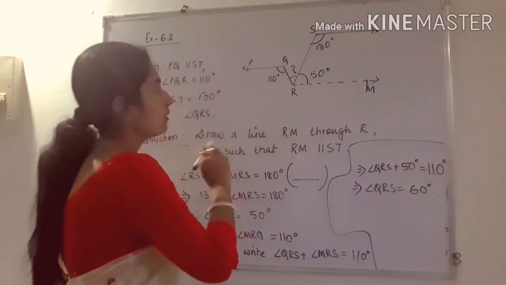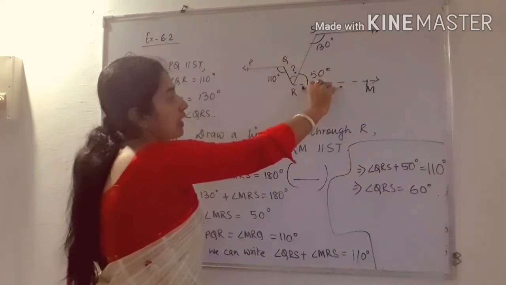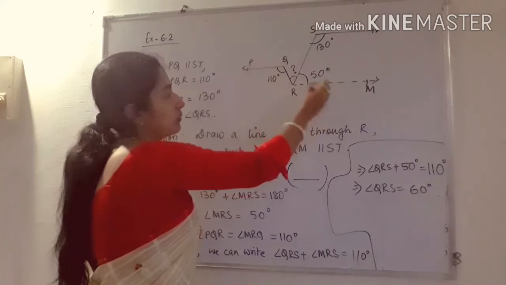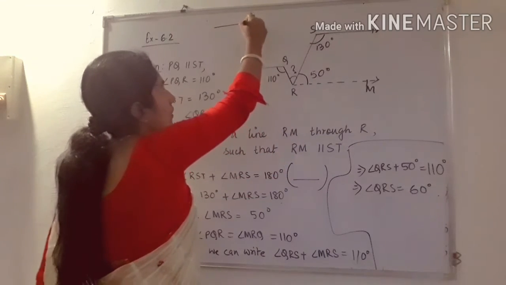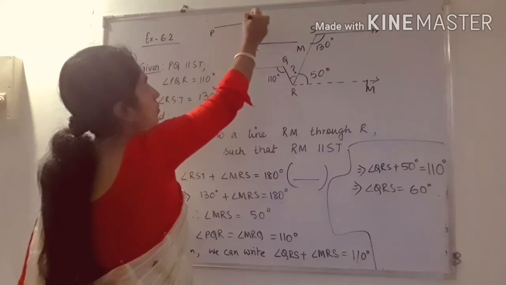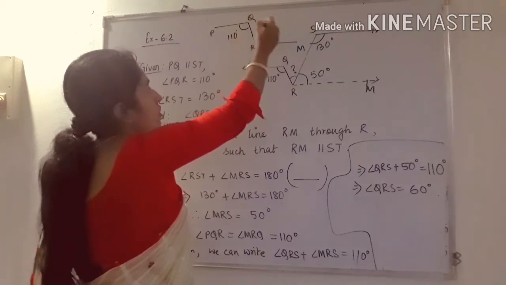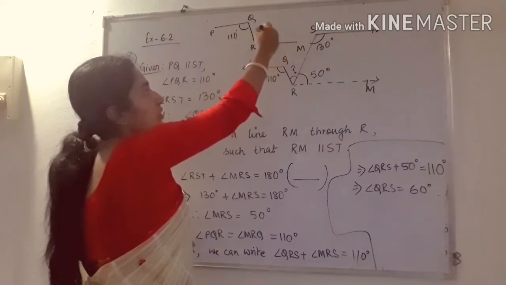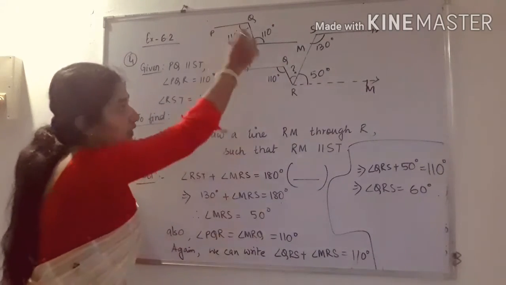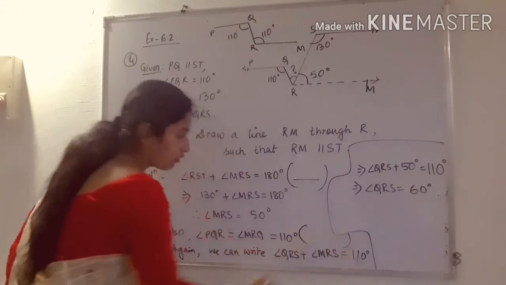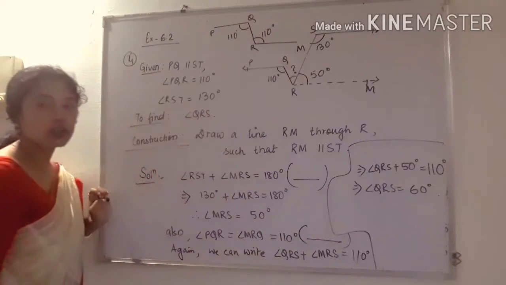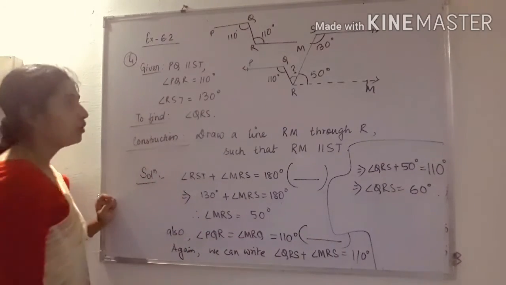Next, again see, PQ is parallel to RM also. So we can say angle PQR is equal to angle QRM. This is PQR, and this is QRM. See here, this is PQR, so this angle is 110 degrees. That means this angle will be equal to QRM, because they are forming alternate interior angles. In brackets you have to write that these angles are equal, and this is equal to 110, because the reason is alternate interior angles.